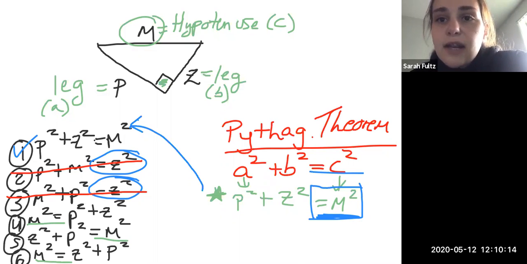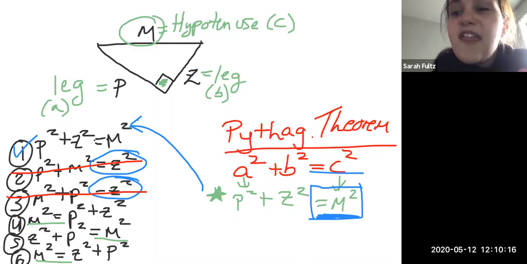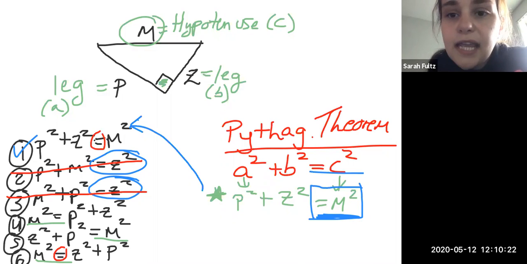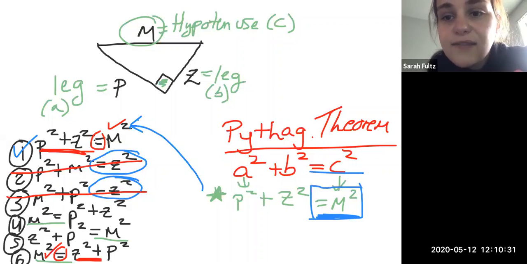So if we look down at number 6 real quick, this is the same thing as number 1. We just switch the 2 sides of the equal sign. Here it equals M squared, which we have. And on this side of the equal sign, I have P squared plus Z squared. Here I have Z squared plus P squared. That's the same thing. Remember, you can switch the order of an addition problem. So number 6 is correct.